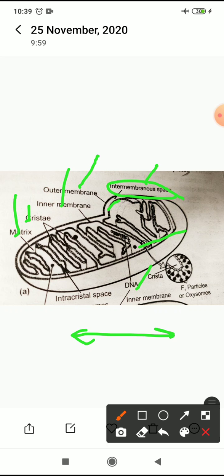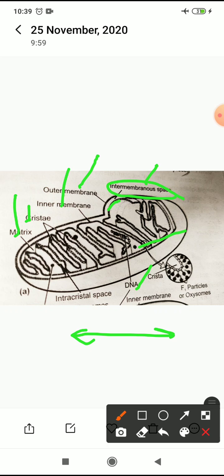Inner membrane is thrown up into series of folds. So inward curlings of inner membrane. Several folds are there, and these folds are called mitochondrial cristae, which project into the inner chamber. Cavity of cristae is called intercristae space and is continuous with intermembrane space.